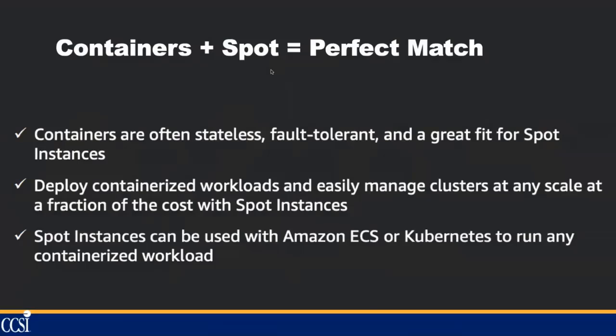We do this at CCSI. We moved our EKS clusters over to Spot instances, and we saved, on average, about 72% in US East. Spot instances can be used with Amazon's ECS, which is their container service, or Kubernetes to run any containerized workload. That's whether you're using the native Kubernetes in AWS, where you're controlling the master, or Amazon's EKS, where Amazon is controlling the master. Spot instances will work either way.